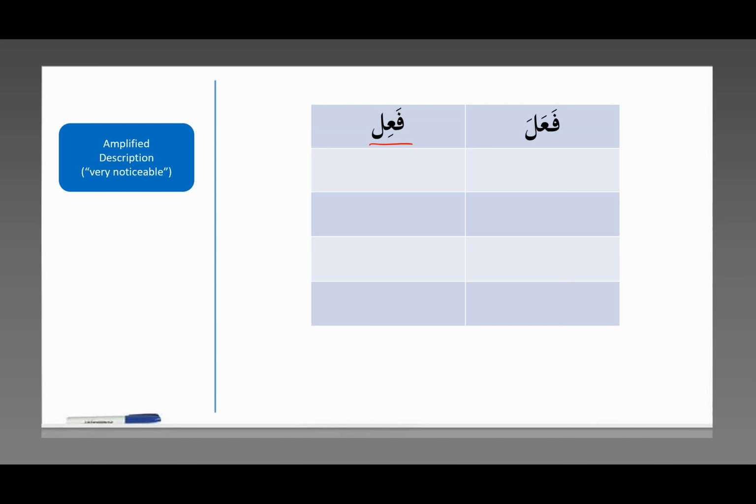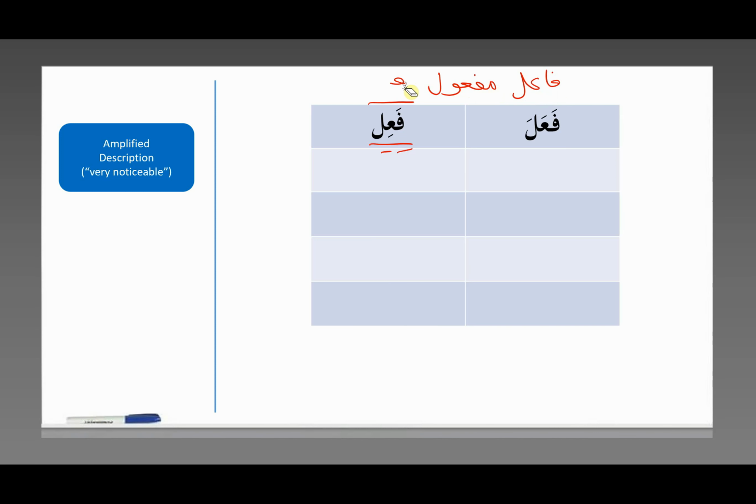Fa'eel pattern. Interesting one. You don't see this too often, but you see it once in a while. Before we get into what it means, look at the sound. Fa'eel, fa'eel. It's very short. It's two vowels. The fa letter takes the fatha, and the ayn letter, the second letter, takes a kasra. It's very short.